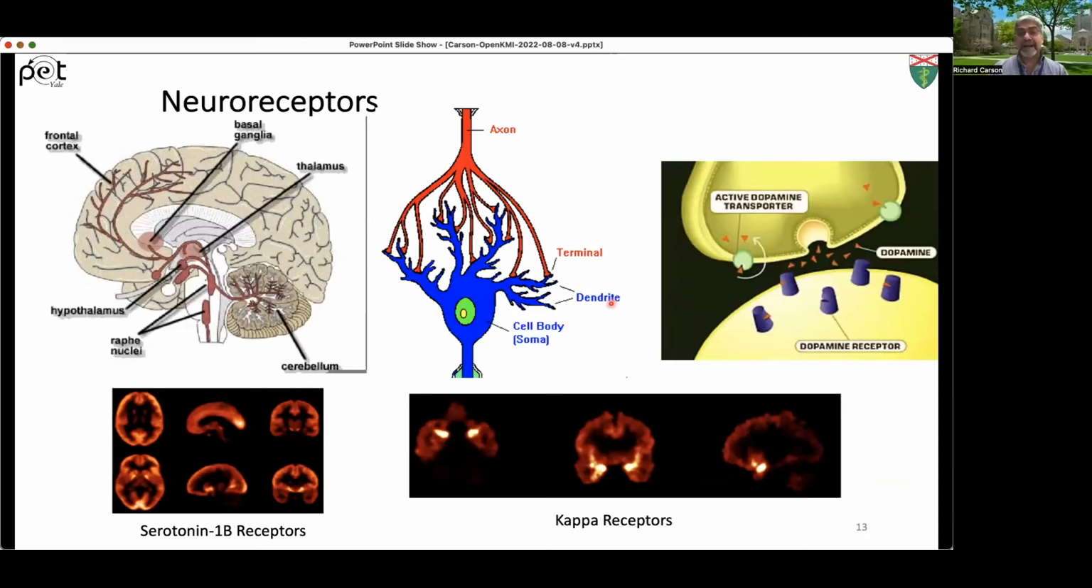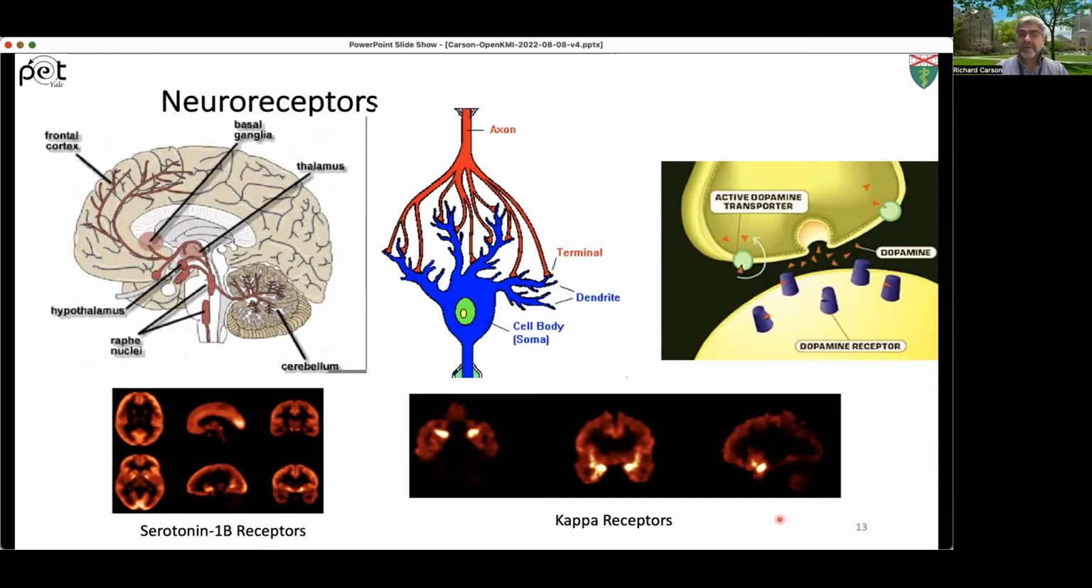Often we're looking in the area around the synapse between the incoming axons and the receiving dendrites. And if we zoom in further, we might be binding to a transporter, we might be binding to a receptor, we might be sensitive to synthesis, and we can produce images based on those particular uptake with the right pharmaceutical.